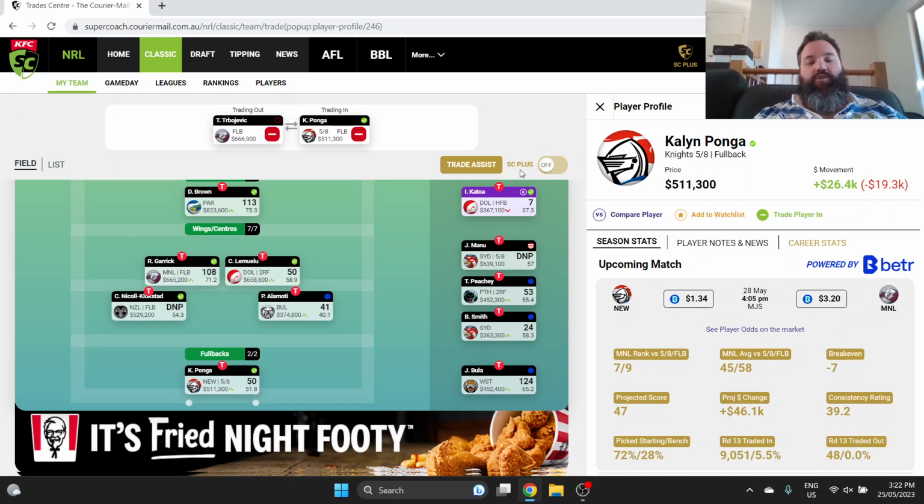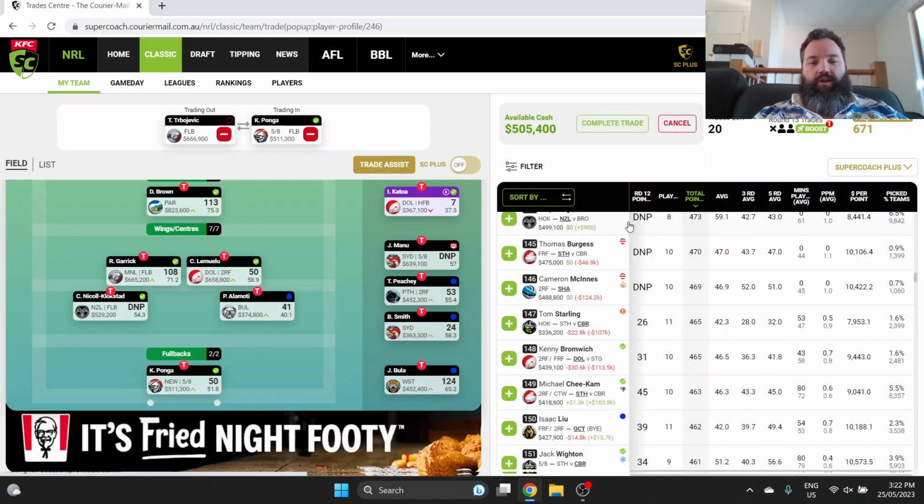However, he does have the option of moving to 5/8. So the 5/8 position is going to be pretty important for me in the next few weeks. And once we've done the trades, we'll look at why that is. But that's the first trade I'm going to do.